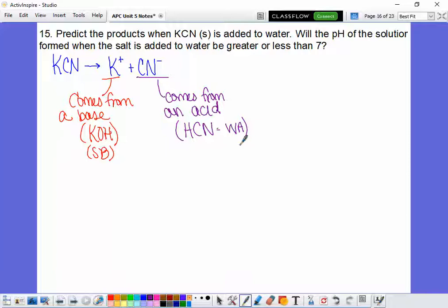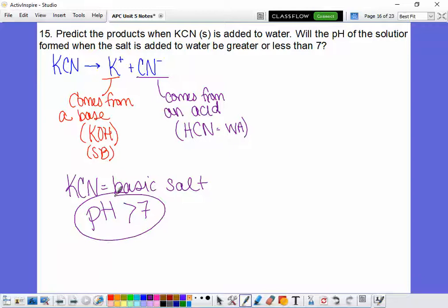All right? So, you can just memorize that. Think about it this way, whichever one's strong, that's the one that kind of wins out. So for example, for this one, we have a strong base and a weak acid that made this salt. So this salt is a basic salt. So therefore, its pH would be what? Greater than 7. And that's my answer, because that's what I asked in this problem.